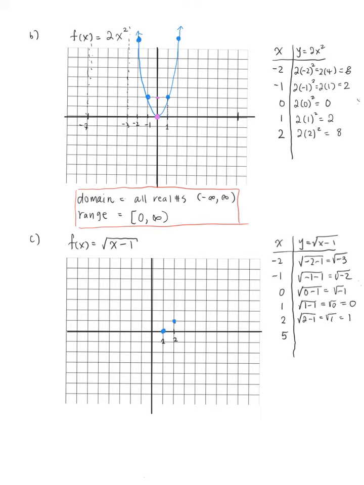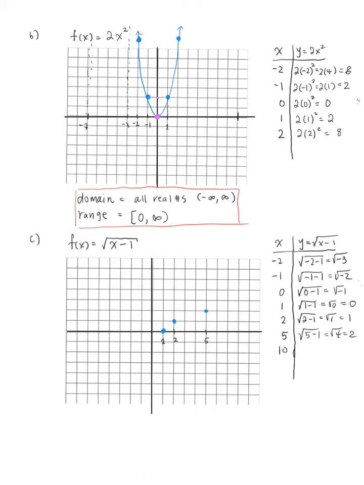Now when x is 5, our y value is going to be 5 minus 1, which is square root of 4, so it's going to be 2. So when x is 5, 2, 3, 4, 5, our y value is going to be 2. Okay, so let's keep picking more points.